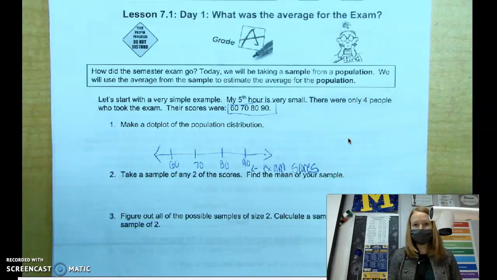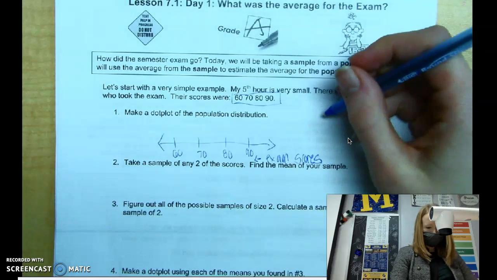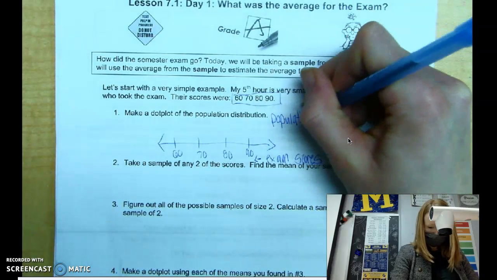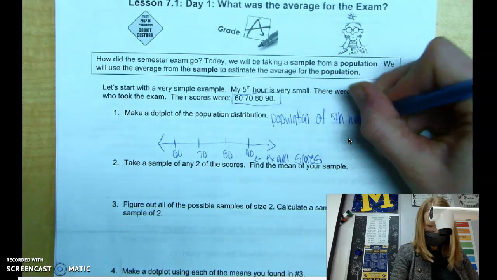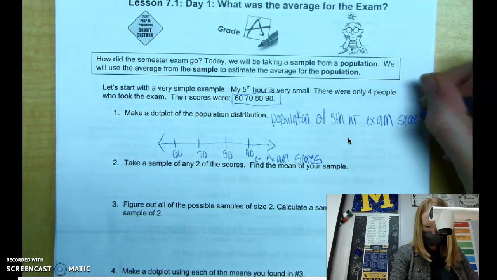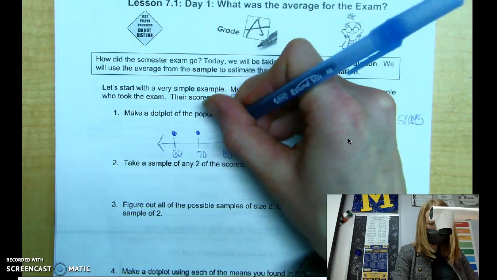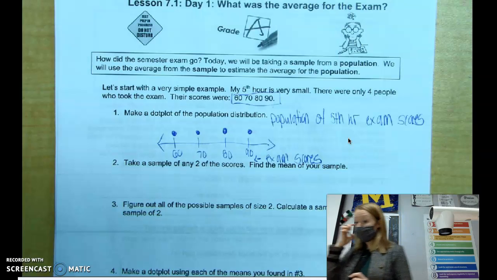Those are as a percentage. And then the title, this is the population of my fake 5th hour exam scores. And then I have 1 score of a 60, 1 score of a 70, 1 score of an 80, and 1 score of a 90.